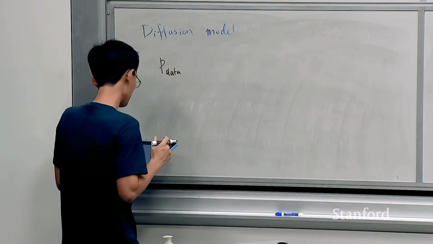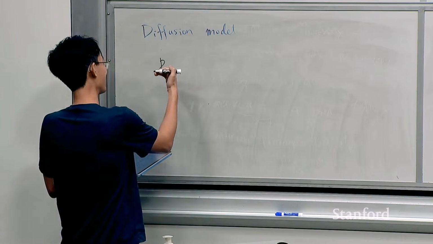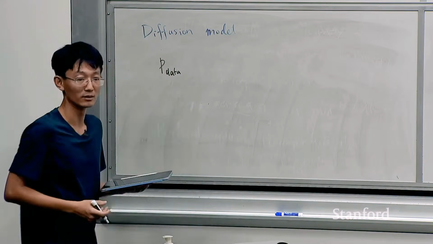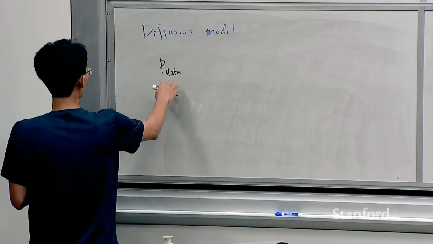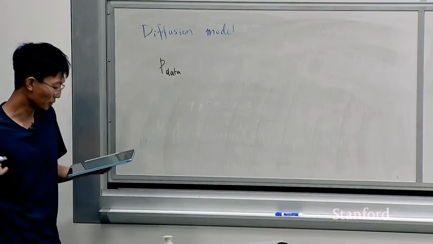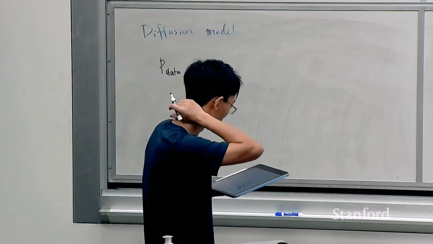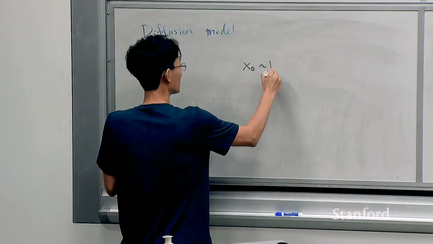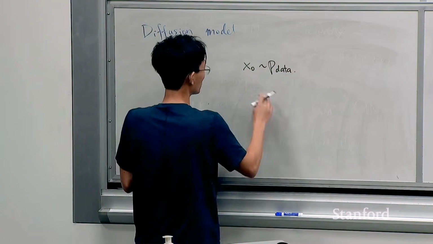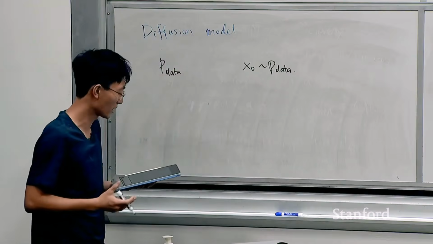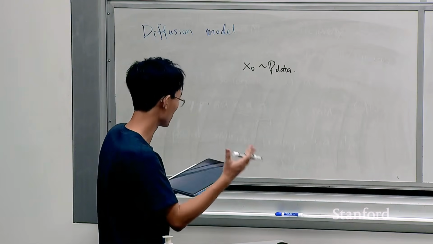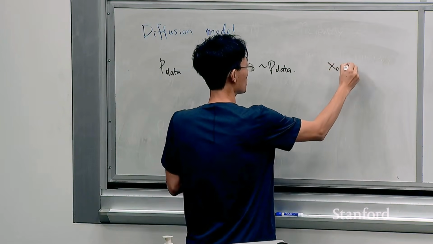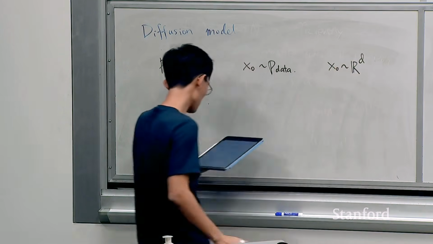So you want to be able to generate data from this distribution, and you're given empirical data from this distribution. Now, think of this distribution as the distribution of natural images, for example. The notation we have is that we always use x0 as a variable that is sampled from P data. So if I write this, I mean I generate some empirical, say realistic, images. Let's say x0 from this data distribution is in R^D. This is just to set up some notation.